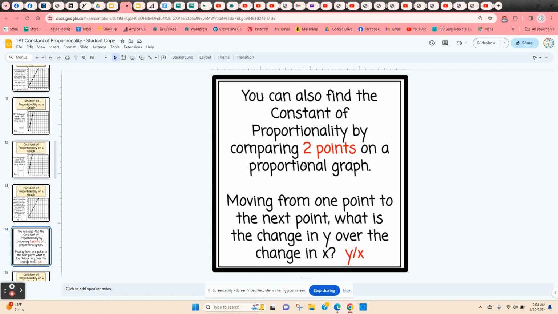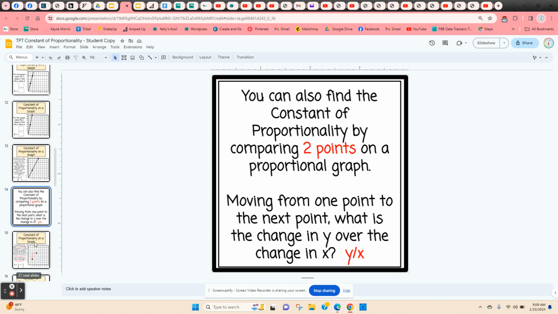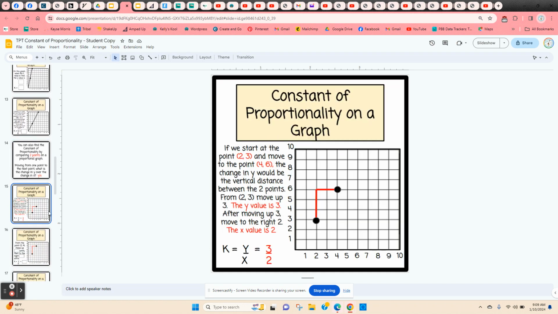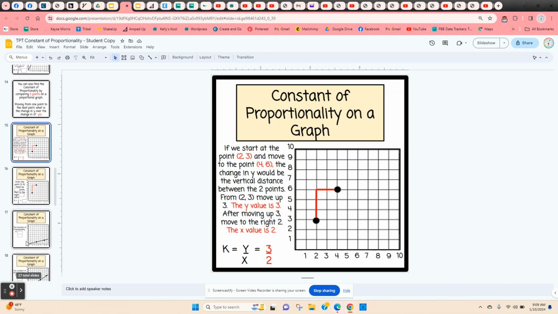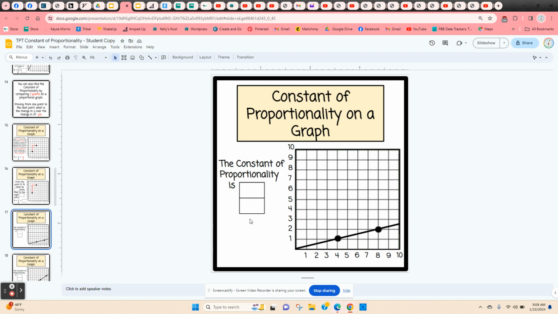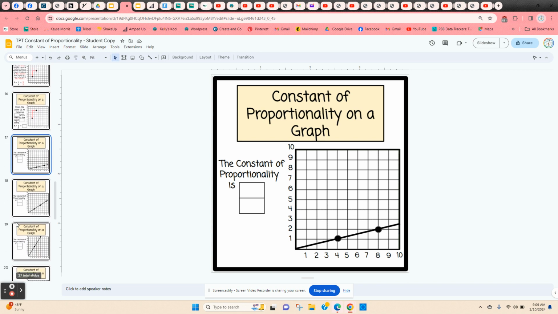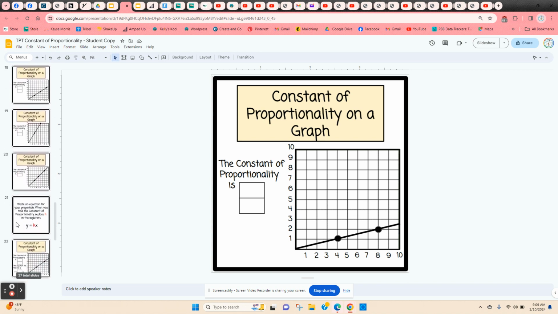Then they're going to find the constant of proportionality when they're given 2 points on the graph. So it's the change in y over the change in x. So the change in y here would be 1, 2, 3. Change in x would be 2. So it would be 3 over 2. Constant of proportionality, 3 halves. And they're going to do the same thing here, the change in y over the change in x. So they've got a few of these to practice.